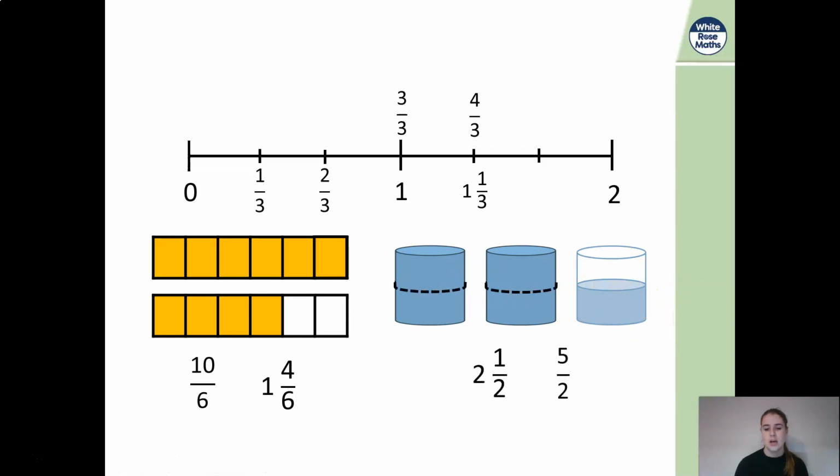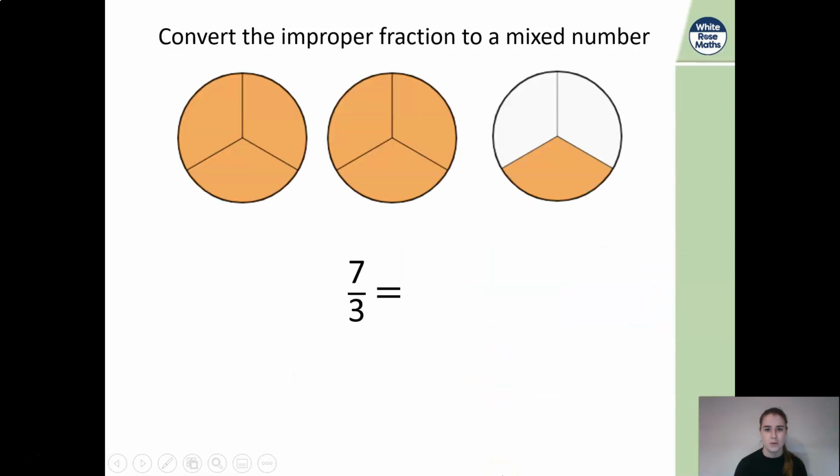So if I split these into half now, you can see I've got 1, 2, 3, 4, 5. So I've got 5 over 2. But if I wrote it as a mixed number, I'd have two wholes, and then I have 1 half. So that's my remainder. That's my leftover number. Okay. So let's show you how that works.